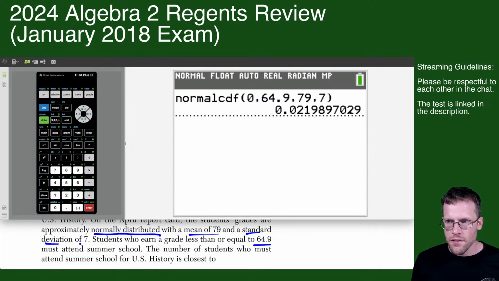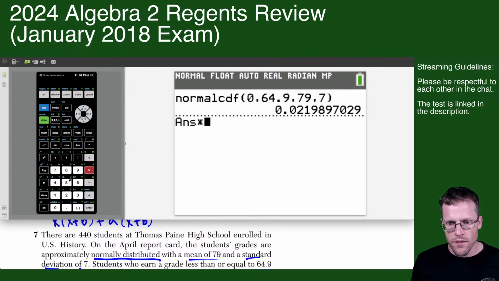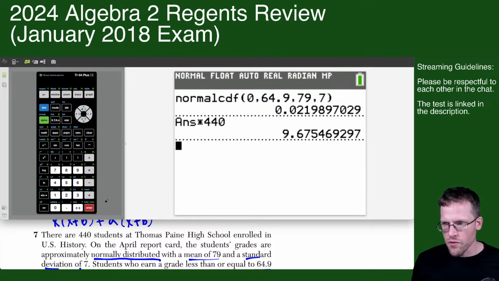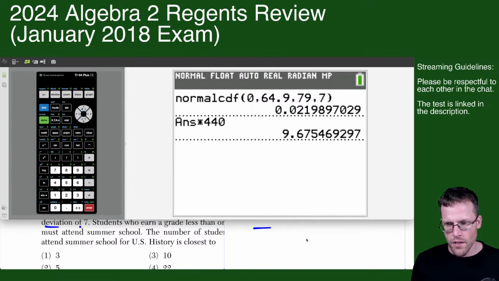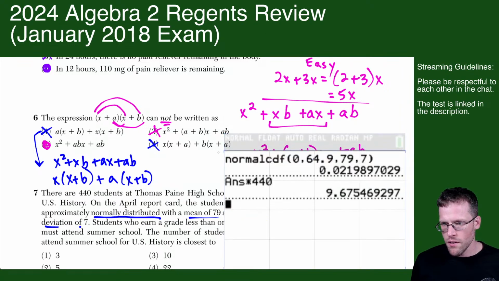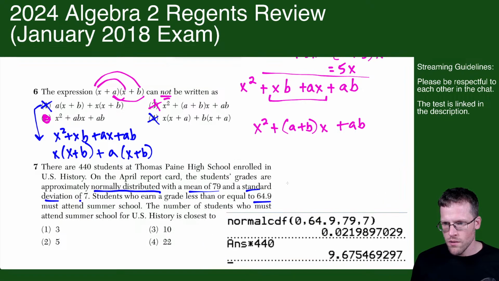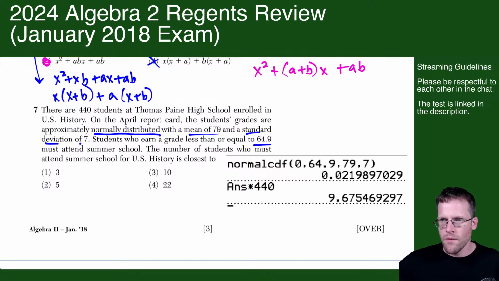But now this is kind of like the percentage of students that got less than a 64.9 given this data. But there are 440 students at this high school. So if we take that percent of 440, this is the approximate amount of how many kids are going to summer school: 10. Okay, so 10 kids failed, which I guess isn't that bad. It's a pretty high passing rate. All right, cool. So that's what's going on here. And let's just see, that rounds up to 10.